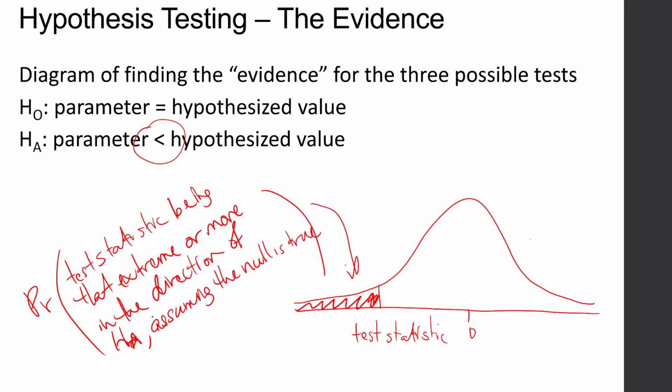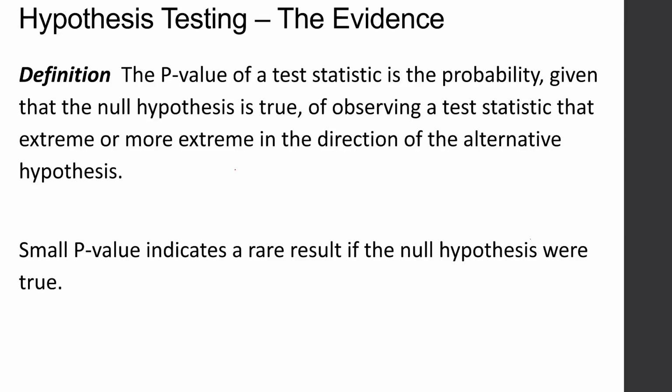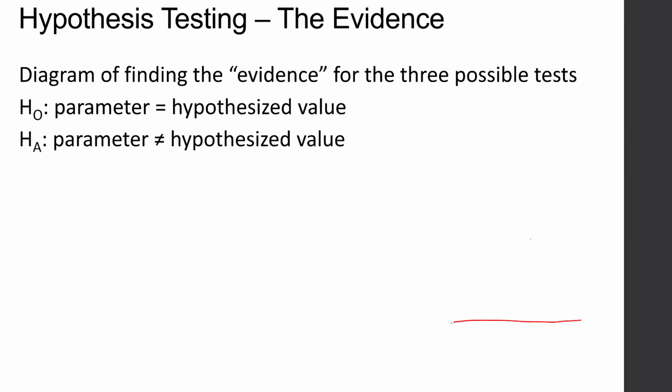So that's what that probability is. That distribution is drawn under the assumption the null is true, and we're going to measure the probability of the test statistic being that extreme or more in the direction of the alternative, so less than, assuming the null hypothesis is true.